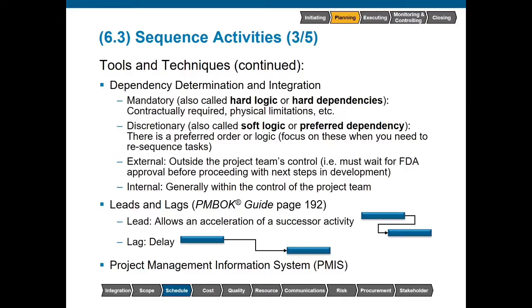With leads and lags, we have an illustration on the PMBOK guide, page 192, and we also have some great illustrations right here on this slide. So with a lead, this allows for an acceleration of a successor activity. Now we see that we do have two activities here, and we're still reading them from left to right. So the left side of the activity is the start, and the right side is the finish. So we see that this is in fact a finish to start relationship. But interestingly, the successor activity is starting before the predecessor has completed. In some situations, this is possible.